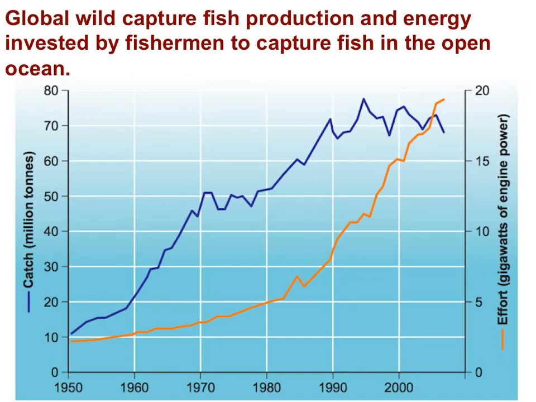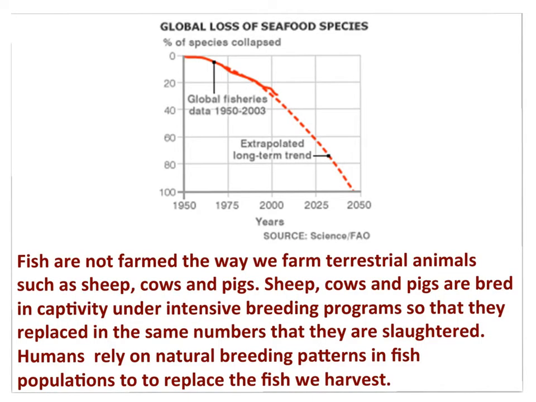The oceans were overfished. This graph suggests that nearly 40% of the global stocks of fish are collapsed, with a nearly 80% stock collapse by the year 2030.